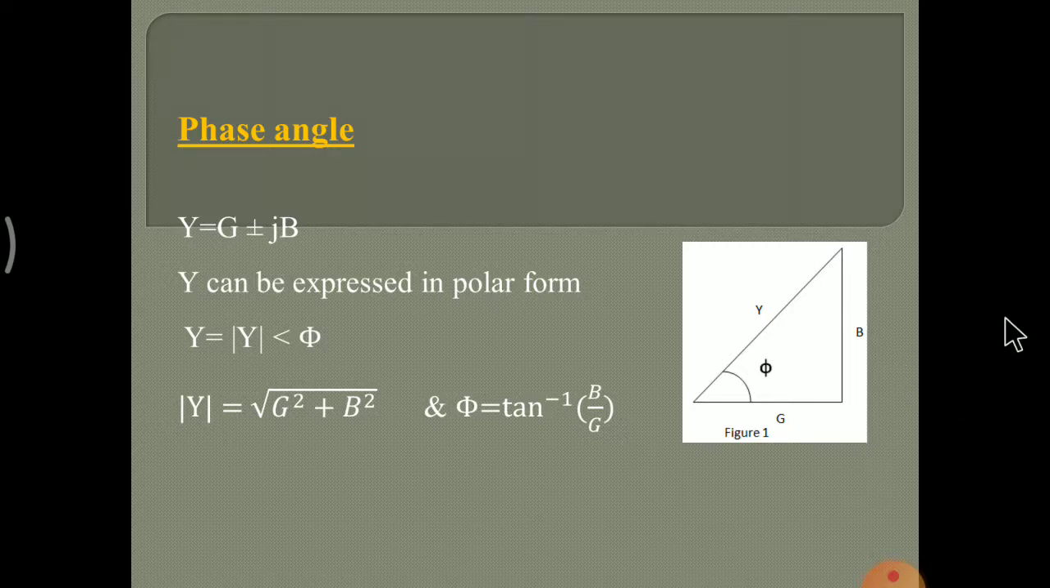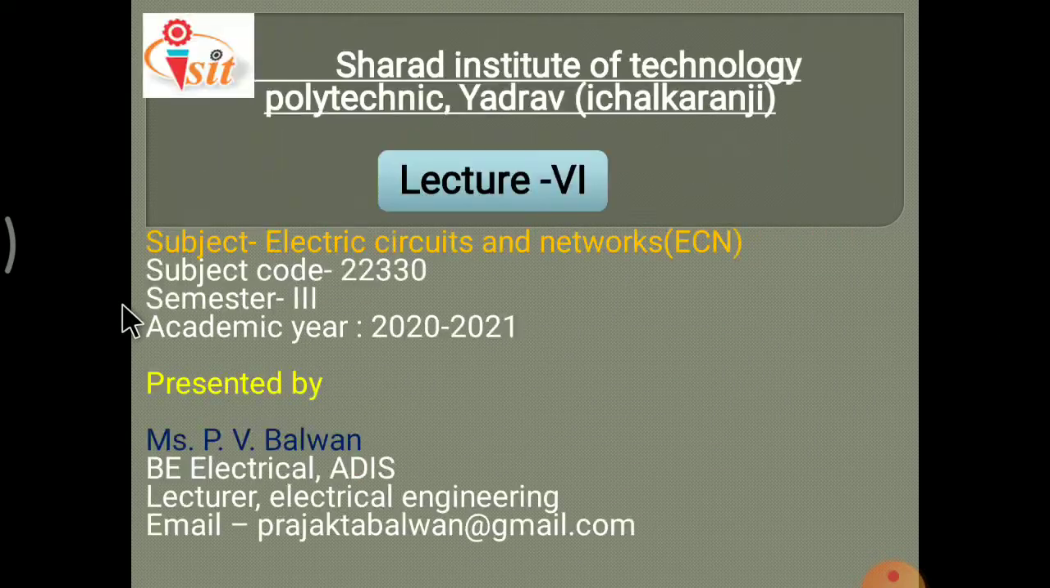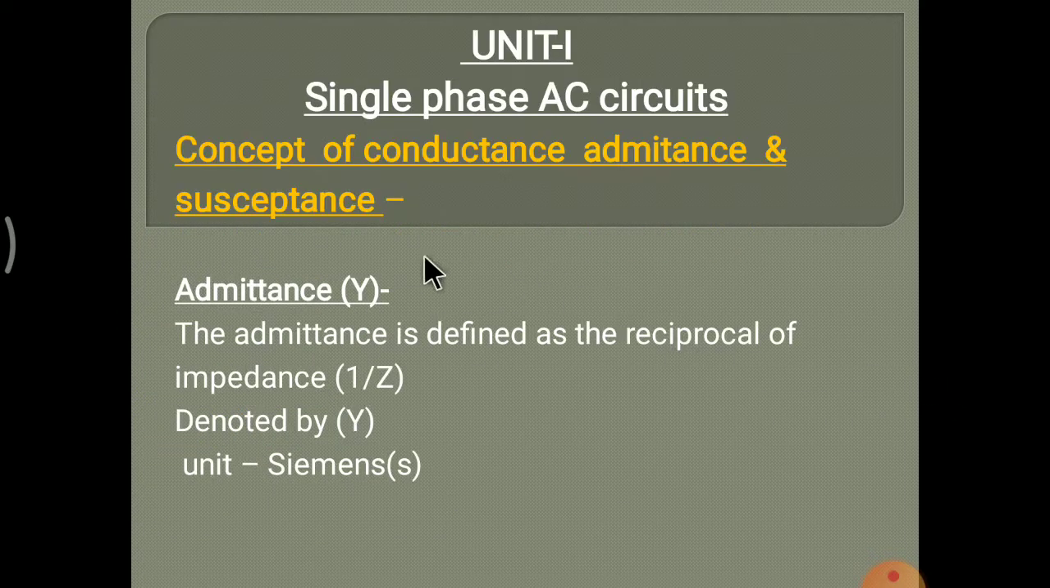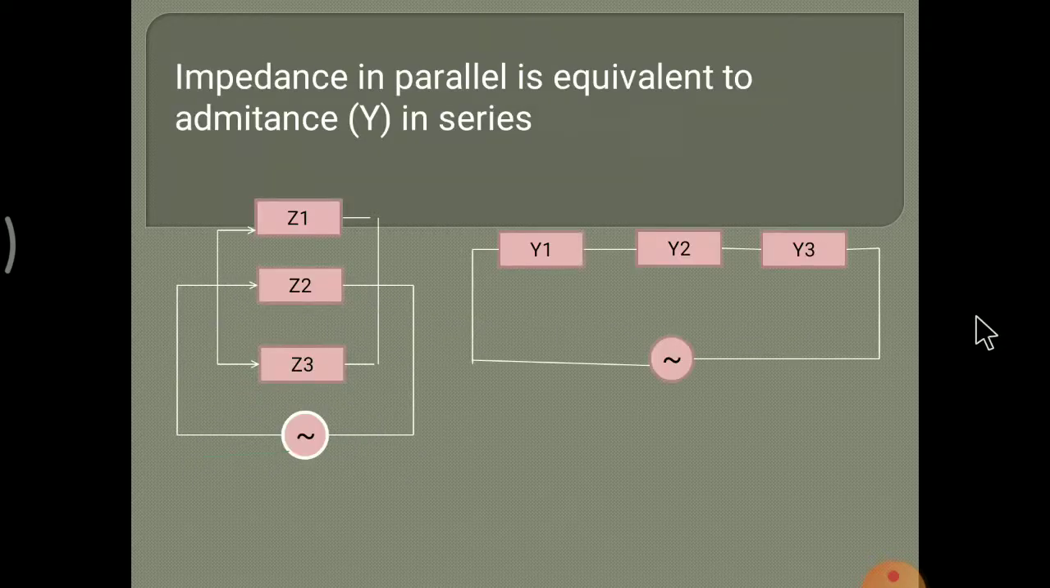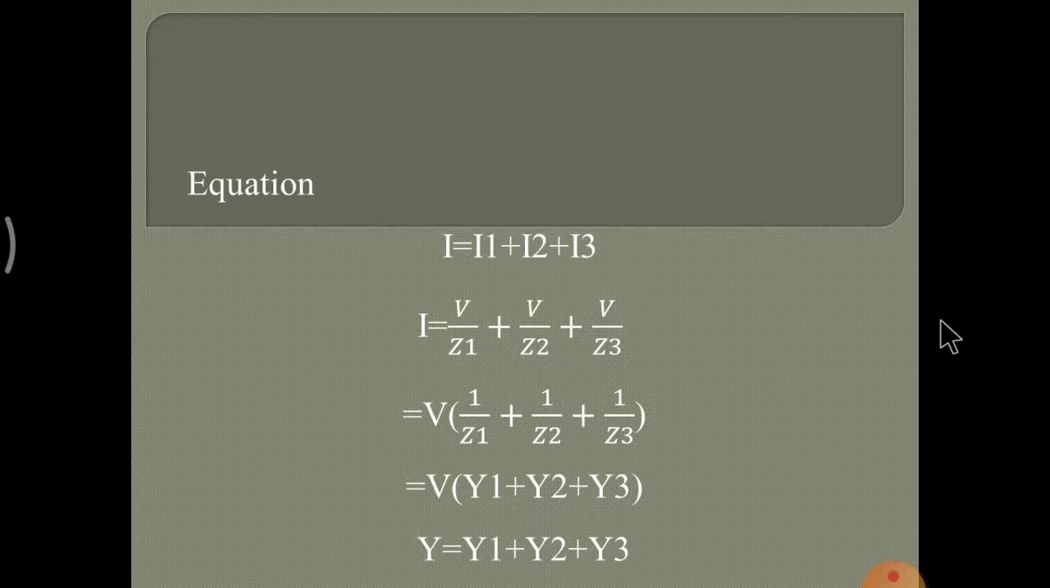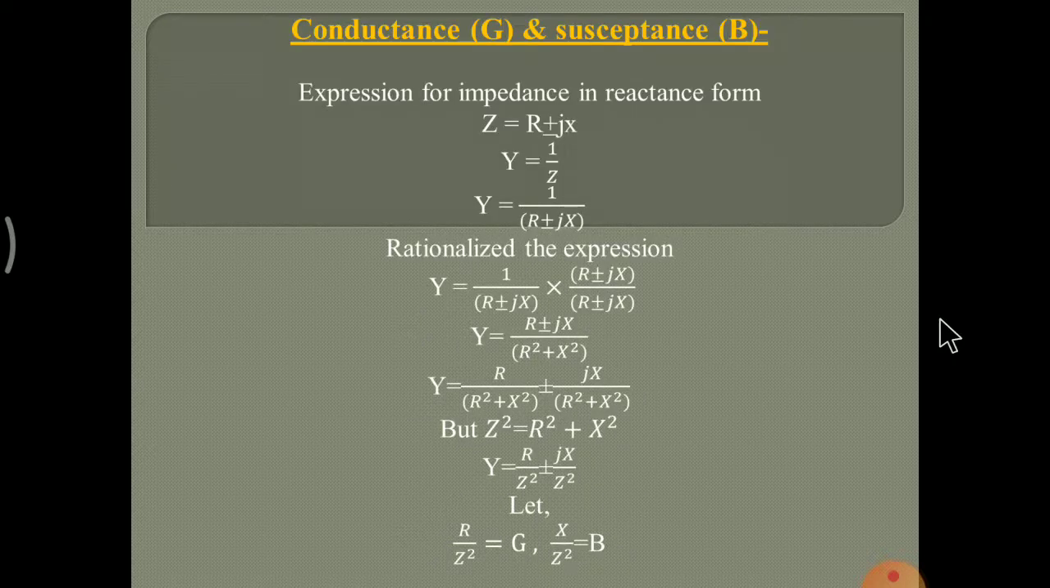In this video, we saw the concept of admittance, conductance and susceptance. In the first slide, this is the concept of admittance, that is 1 by Z, denoted by Y, and its unit is Siemens. This is the relation of impedance and admittance, which is reversible. This is the equation for admittance. Then we got the equations for conductance and susceptance, that is G and B.